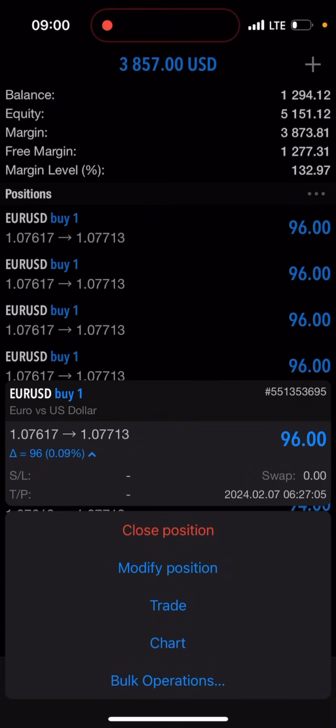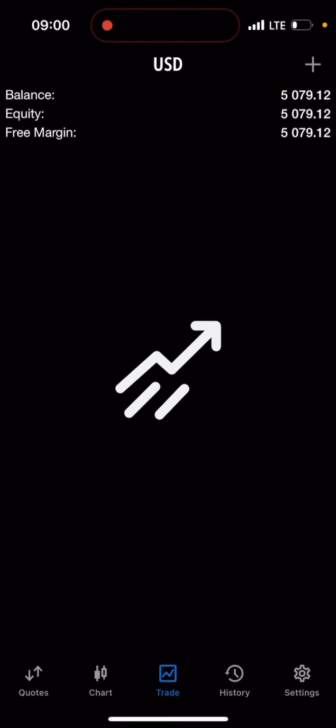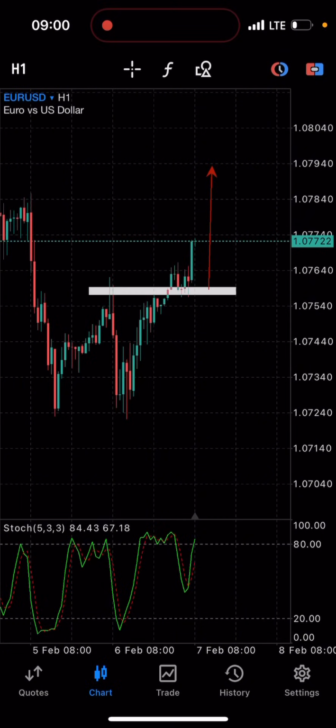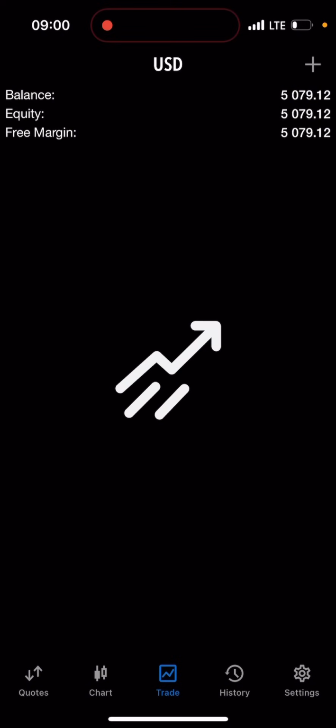Guys, I'm satisfied with this profit. Let's close all this position. Close all. All right, I've closed it with 5,079.12 USD right now. So our $60 is now 5,079.12 USD, with just two trades, guys. And Euro USD is still going up.